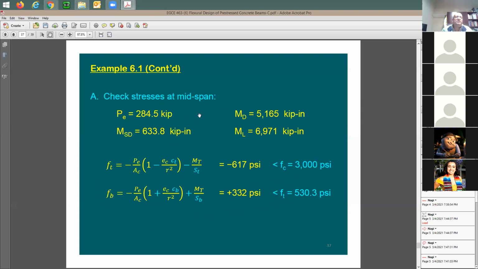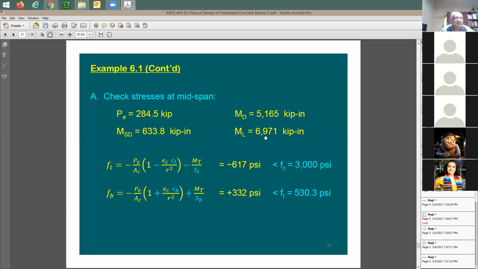So we wanted to check the stresses here at the service level. We said now we have PE, right? The 284. We have all the section properties for this single T. We have the total load or total moment is going to be this value plus this value plus that value. We have S top. Now we can check the stresses top and bottom at the service level.